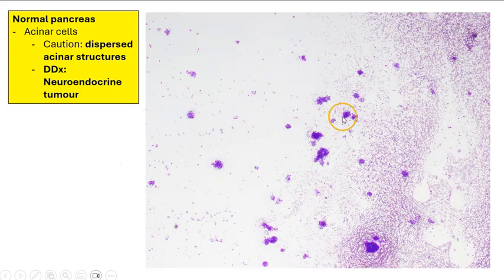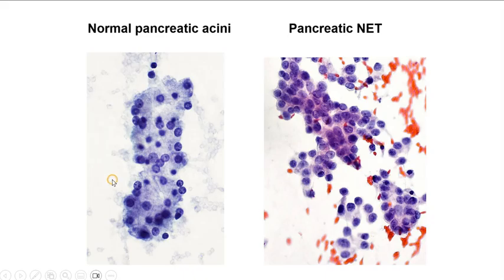And sometimes when we see them dispersed like this, it is easy to imagine that they are actually rosettes from a neuroendocrine tumor. The difference is that usually neuroendocrine tumor cells have higher NC ratios, and the cells also tend to be a little bit more discohesive. They don't form such uniform appearing acinar structures, and also, of course, the chromatin pattern shows a salt and pepper, a more coarse stippled pattern.